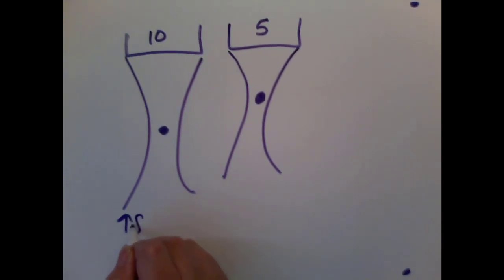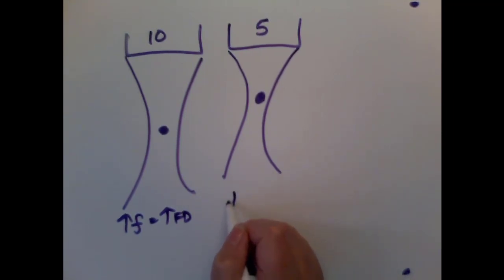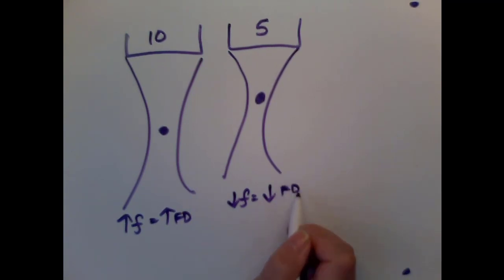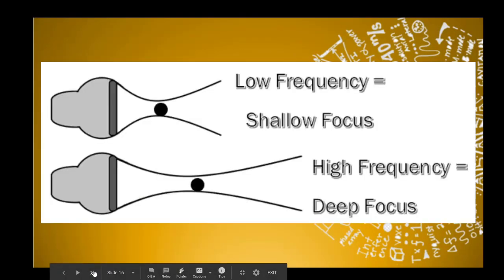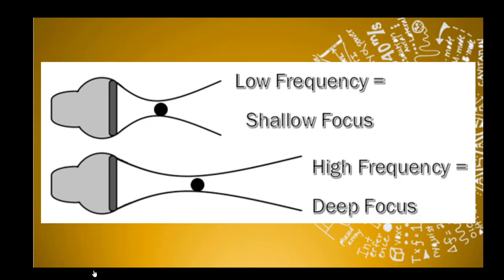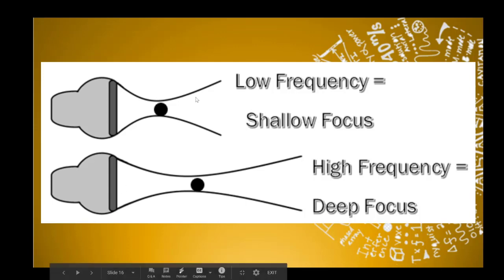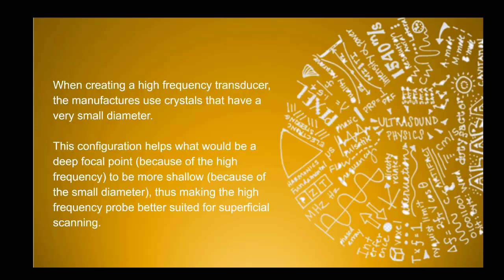So higher frequency equals more depth. Low frequencies equals shallow focal depth. And again, to show a picture of it, when our diameters are equal, but the frequencies change, low frequencies will have shallow, and high frequencies will have deep.